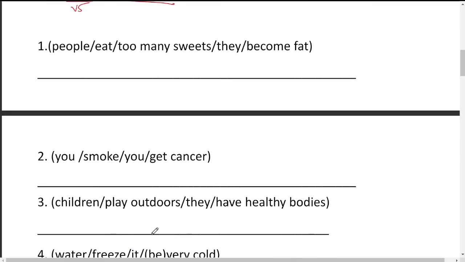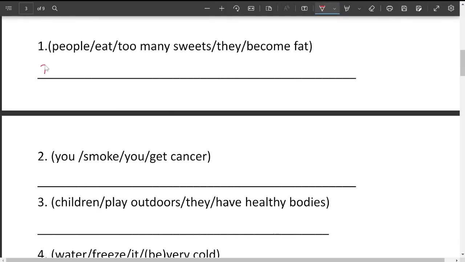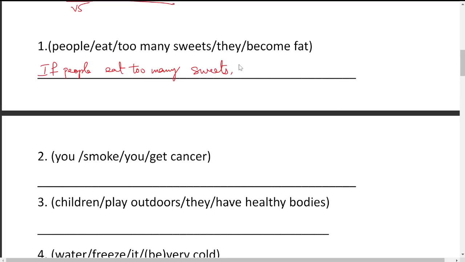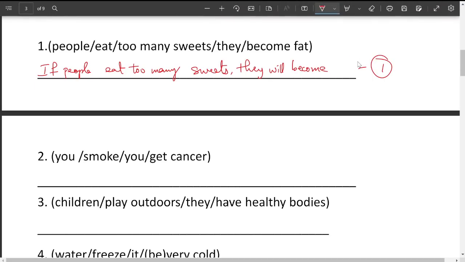Let me go through the first one. What is the first one here? People eat too many sweets, they become fat. How do you write this sentence? Let us write it this way. If people eat too many sweets, what happens? They will become fat. So we are using this sentence in the first clause, condition number one. They will become fat, not fast, it is fat.